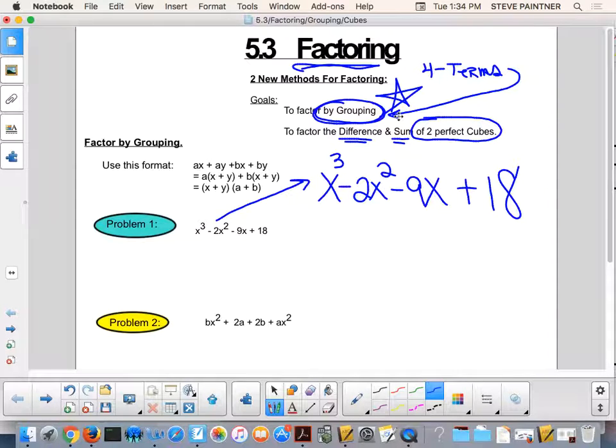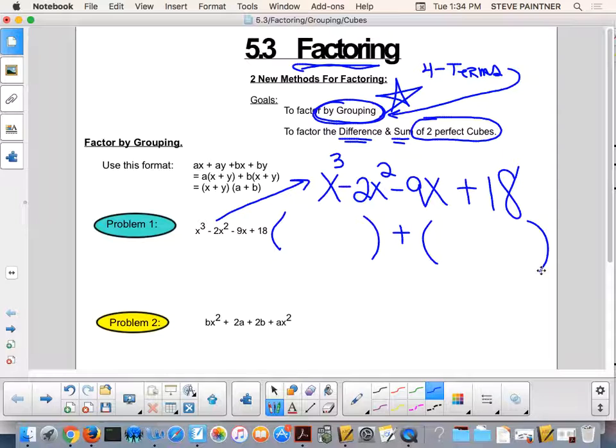So here's what you're going to do. You're going to find two terms that share a GCF, and then the other two terms that share a GCF. So here's how you start this problem. You put a plus sign down, and you group two terms, and you group two other terms. Okay?